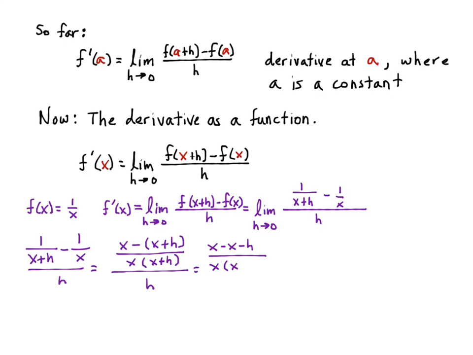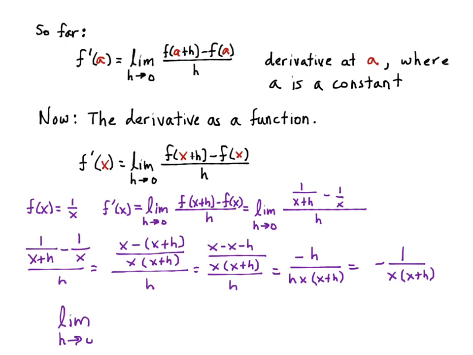On this particular one, the algebra works out just the same as before, where the first x minus x makes that x disappear, and then we have a negative h over h, and that cancels out. And so I have this expression 1 over x times x plus h. When I go back into the limit form and find the limit as h goes to 0, what I'm going to get is negative 1 over x squared.